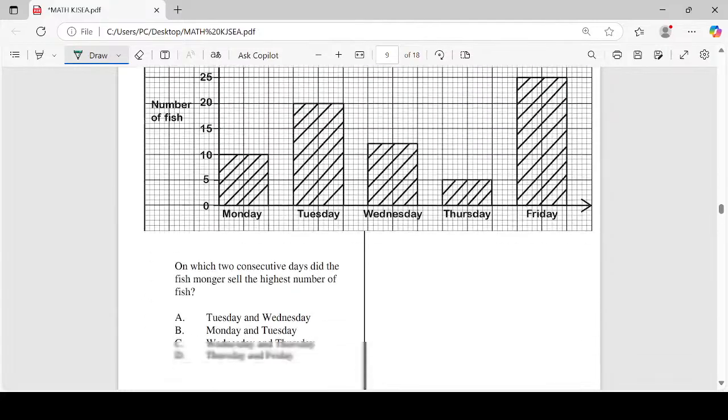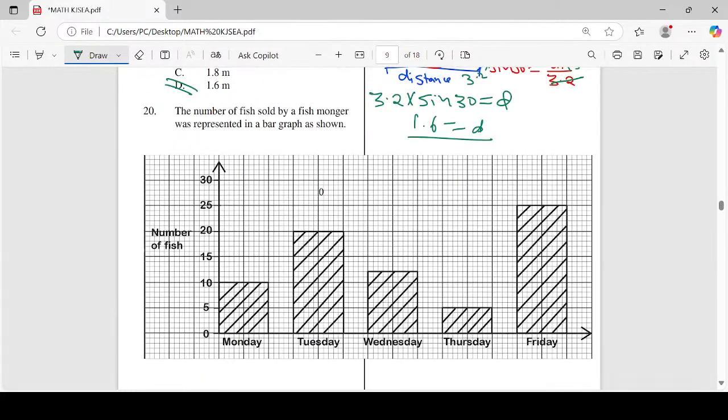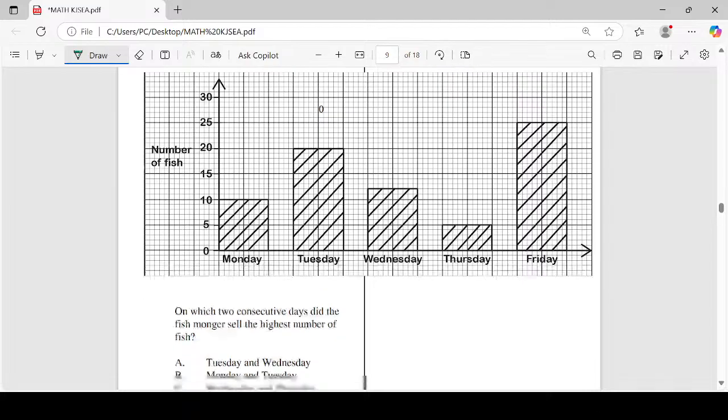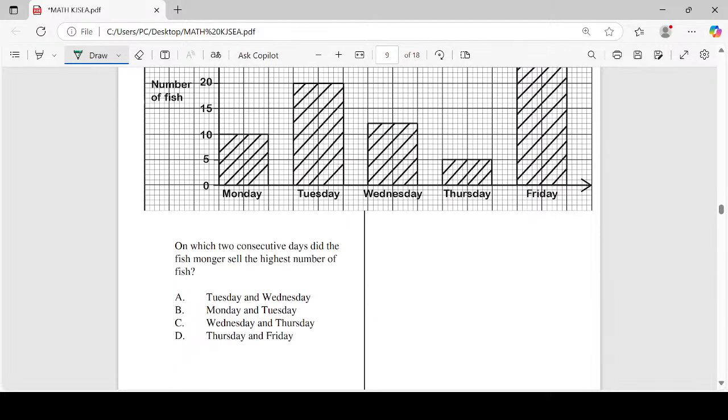Let's go to question number 20. The number of fish sold by a fishmonger was represented in a bar graph as shown. We have the number of fish and the number of days. On which 2 consecutive days did the fishmonger sell the highest number? The question says consecutive. Learners, when you get something about consecutive, it means one following the other, like today and tomorrow, today and yesterday. That's what is meant by consecutive days.